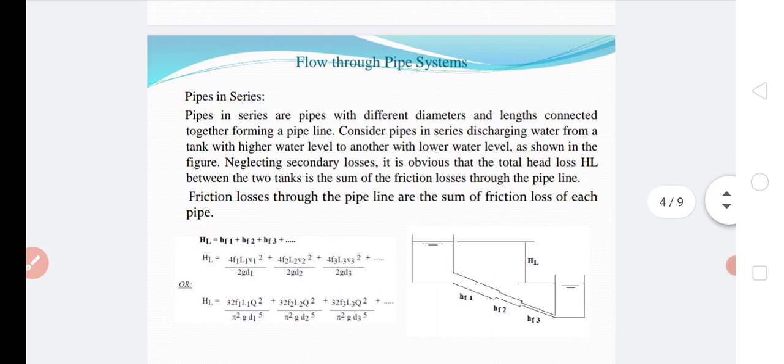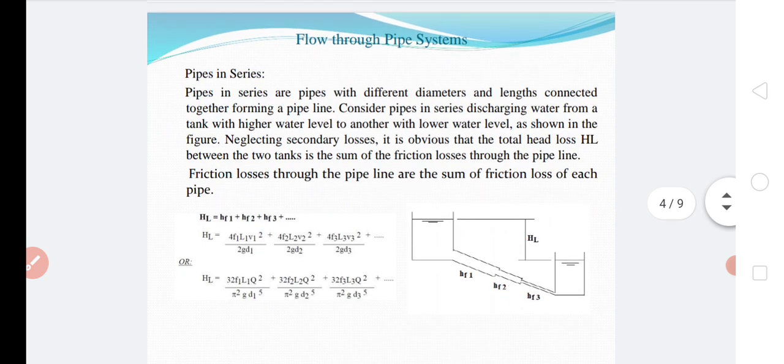Now, this is another topic, flow through pipe systems. In this particular diagram, pipes in series. That means if we connect many pipes one after another, that is the formation of a series line of pipes.